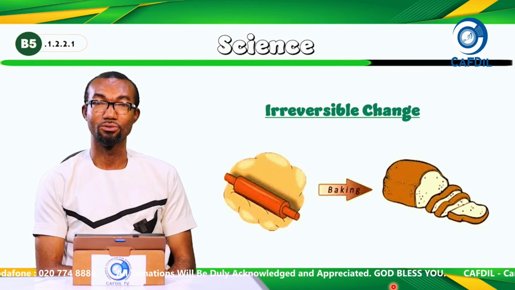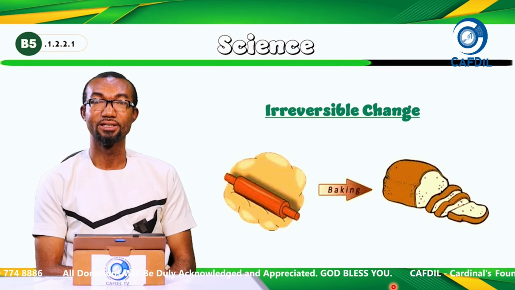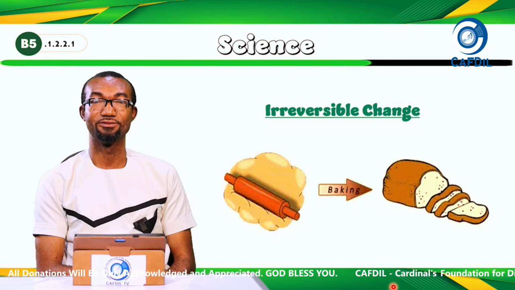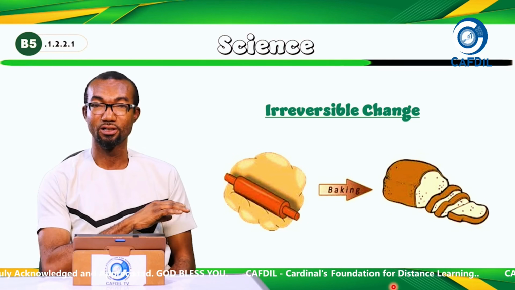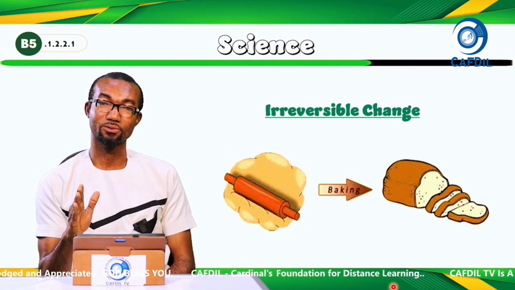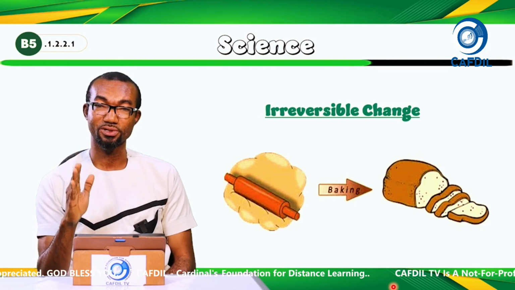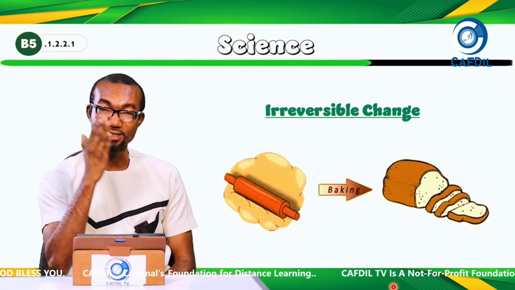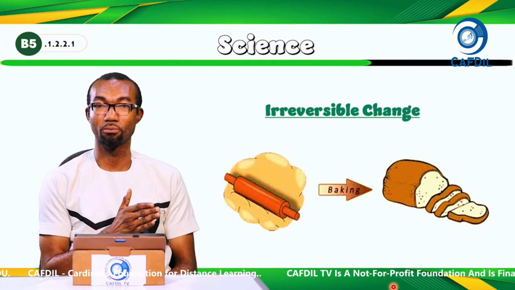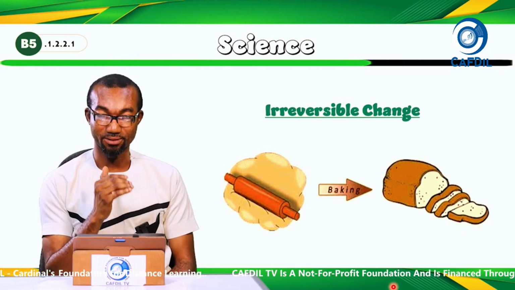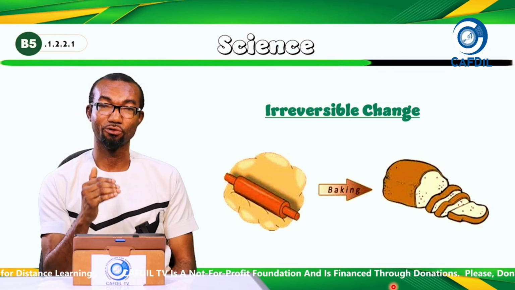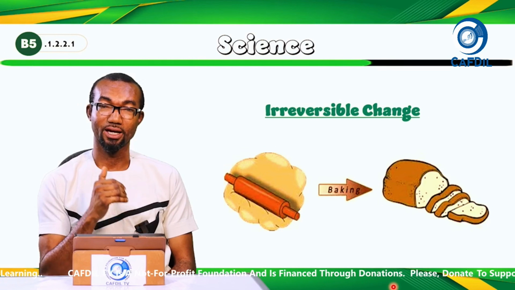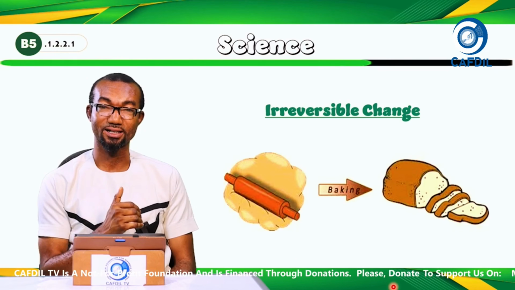Now let's go to irreversible change. With a reversible change, no new substance is formed. That is one thing you have to know. And the substance can be changed back to its original form. And we gave examples such as thawing of ice, folding a paper, and then mixing of sand and water.